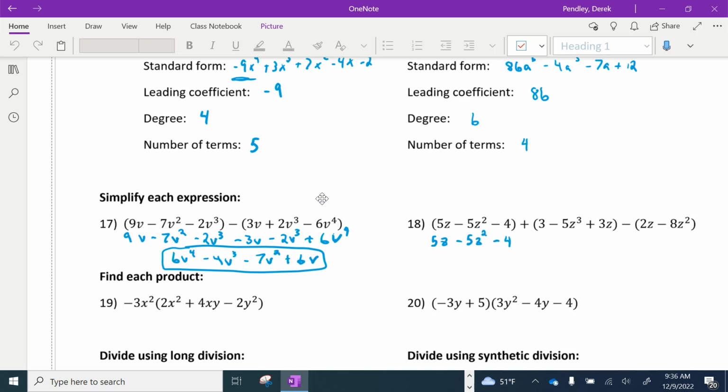But when you subtract, you have to distribute that negative, so it becomes negative 2z plus 8z squared. Now you just have to collect like terms. So we have a negative 5z cubed plus 3z squared. And then we have a 5 plus 3 is 8 minus 2 is 6. And then a negative 1.